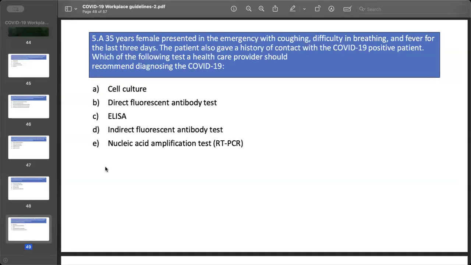Question number 5. A 35-year-old male presented in the emergency with coughing, difficulty in breathing, and fever for the last 3 days. The patient also gave a history of contact with a COVID-19 positive patient. Which of the following tests should a healthcare provider recommend for diagnosing COVID-19? Option A, cell culture; option B, direct fluorescent antibody test; option C, ELISA; option D, indirect fluorescent antibody test; option E, PCR. E is the right answer.